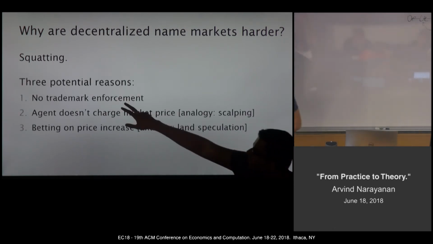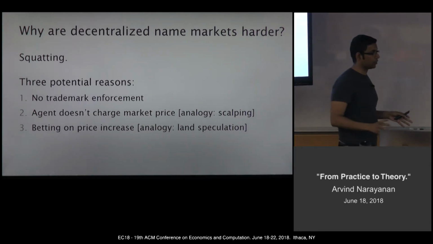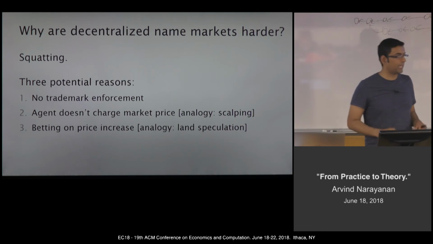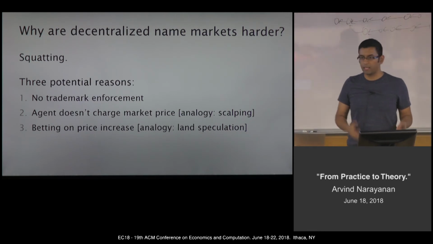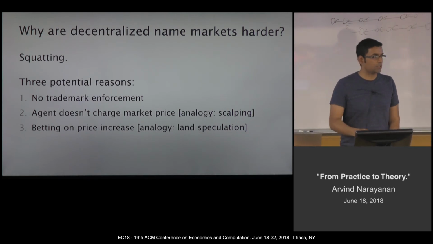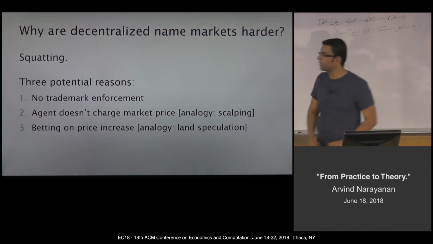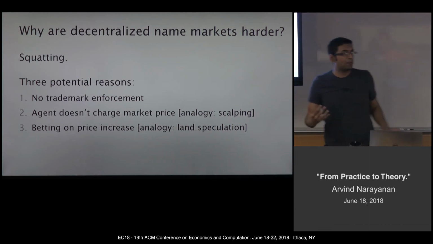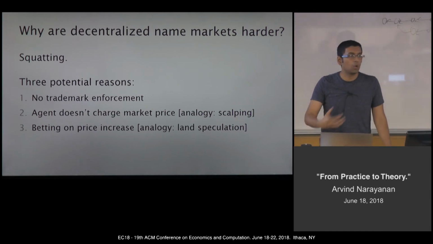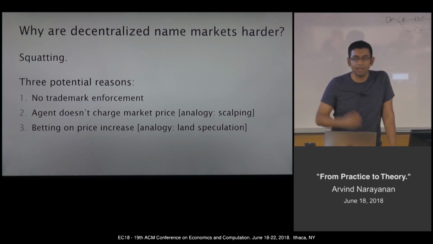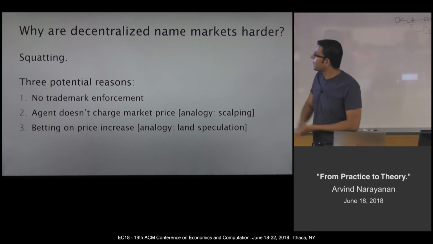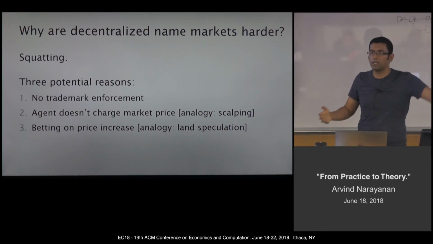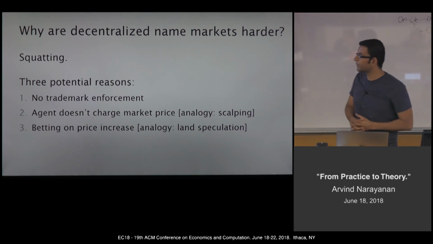One reason is that in a decentralized setting, there's no trademark enforcement. There's nothing preventing me from going and purchasing bankofamerica.bit. I can't do that with the actual domain name system because trademark enforcement exists for that system. You can't have that in a blockchain platform. Also, it might happen because this algorithmic agent doesn't know what the market price is for some domain name and therefore might underprice it. And similar to scalping, somebody might buy up all of the underpriced domain names hoping to resell them for a profit later.